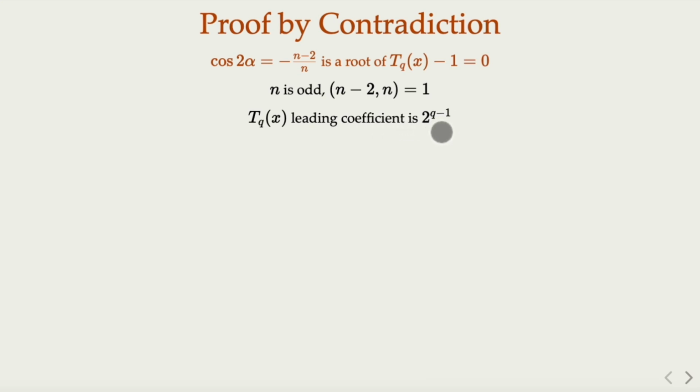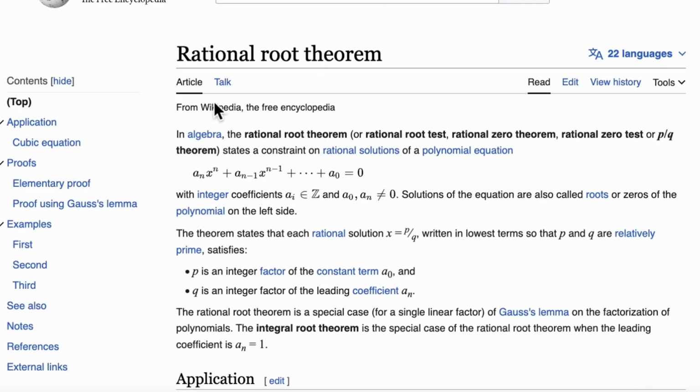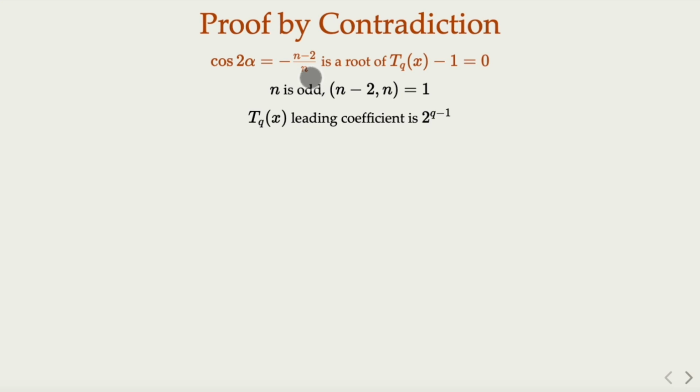How do we have a contradiction? Use what is called the rational root theorem, basically saying that for a polynomial with integer coefficients like this, if you have a rational root p over q, then q must be an integer factor of the leading coefficient. P must be a factor of the constant term a0. So here we're going to use this fact. The denominator of the root must be a factor of the leading coefficient. Which means the denominator here, n, must be a factor of 2 raised to the (q minus 1)th power.